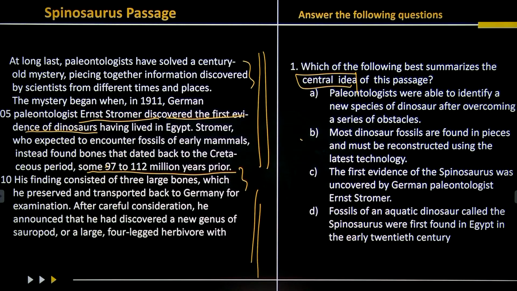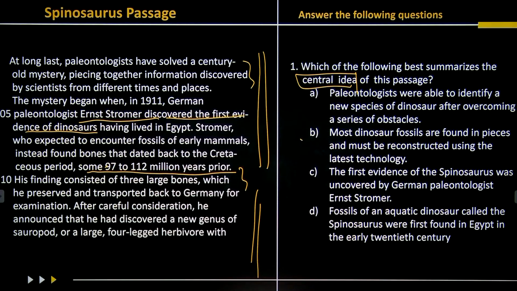Now we are going to talk about option A: the paleontologists were able to identify a new species of dinosaurs, overcoming a series of obstacles. Now always learn to keep aside those that might sound right. Okay, so let us keep A aside. Yes, they were able to identify a new species with Nizar Ibrahim and his colleagues working on it, and they definitely understood that a new species of dinosaurs was recovered.